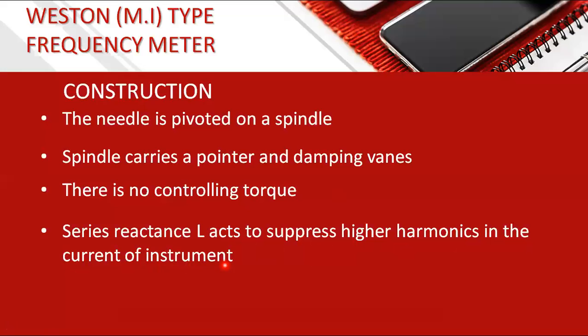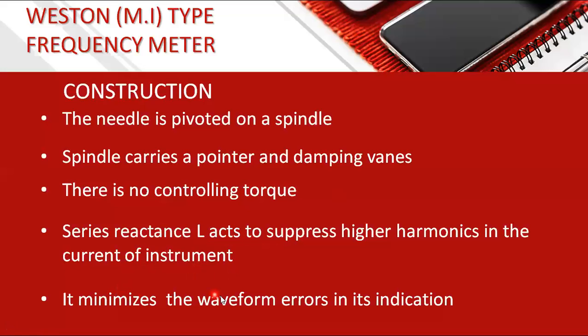Higher harmonics means the components of current which have frequencies higher than the supply frequency to which it is connected. Those are what we call higher harmonics, and they are suppressed with the help of the series reactance. It minimizes the waveform errors in its indication.